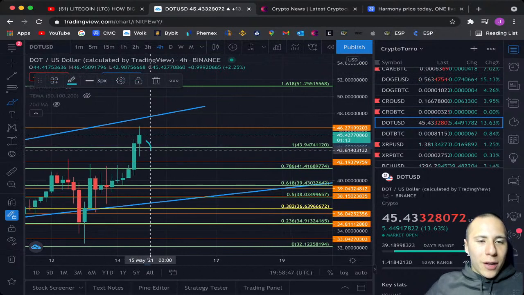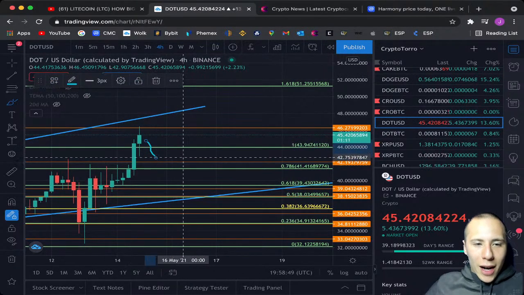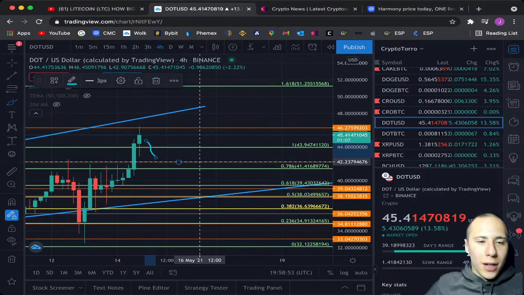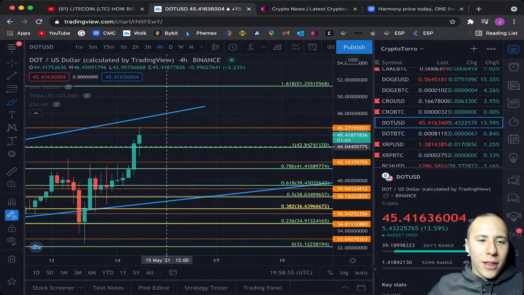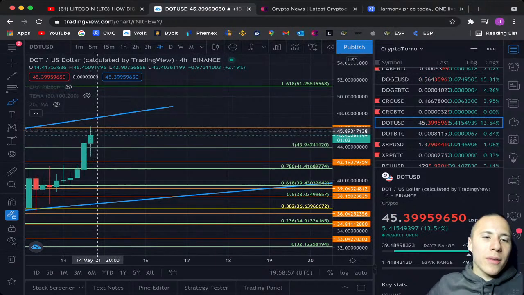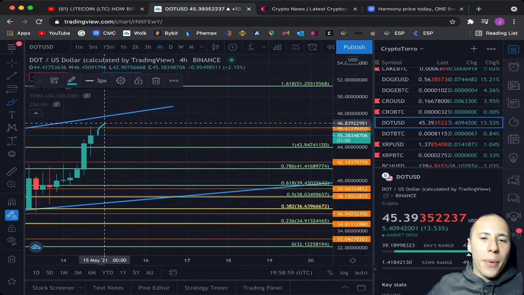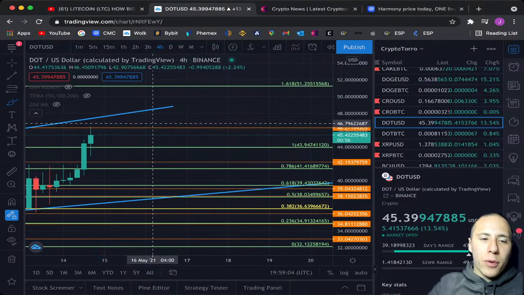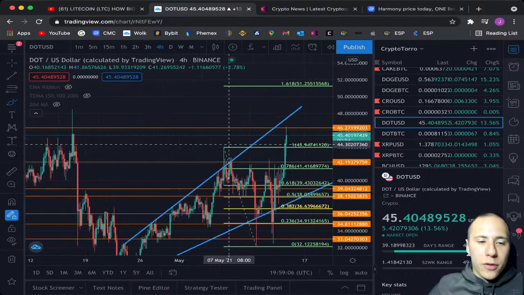If it goes down, it will more probably be going down all the way to this level over here at approximately $42, but I'm not actually thinking this will happen. I think Polkadot will be able to go above the $46 and will find support on it, and after that we will be seeing a possible move towards the upside.